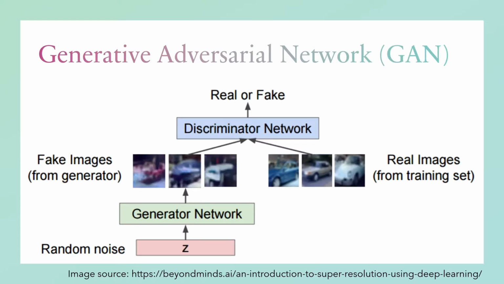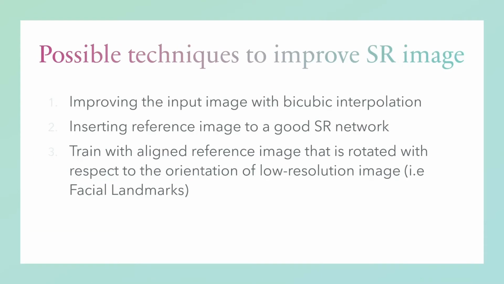So, what is GAN? GAN consists of the generator network and the discriminator network. The generator network simply creates the fake images, and the discriminator network differentiates them from the real ones. In a SR task, the random noise input is replaced by the low resolution image. Enough of the general state-of-art discussion. Now we will talk about the possible techniques to improve SR image.